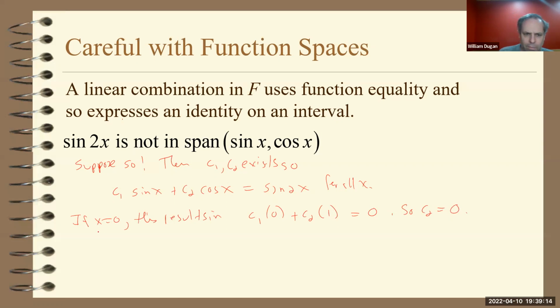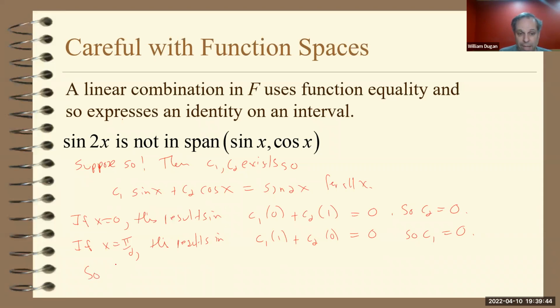But if, on the other hand, that x were to equal, oh, let's pick another good one, let's say pi over 2. This results in C sub 1 times 1 plus C sub 2 times the cosine of pi over 2, that's 0. You then have the sine of pi, which is 0. So C1 would have to equal 0 also.